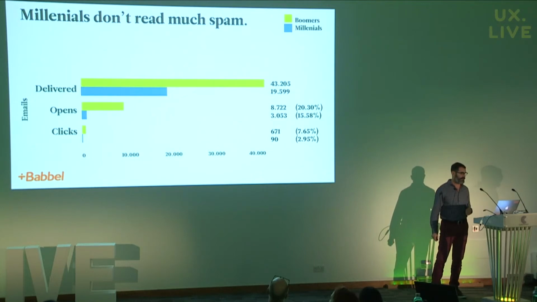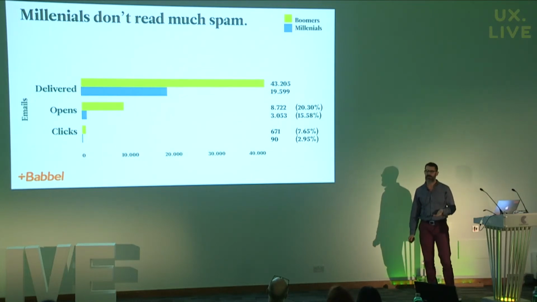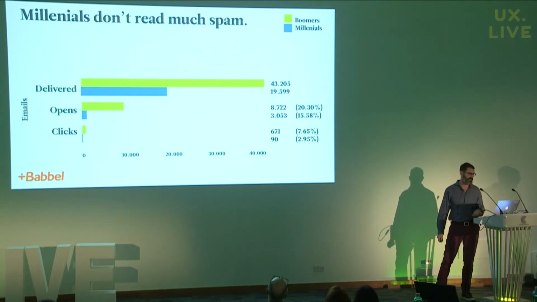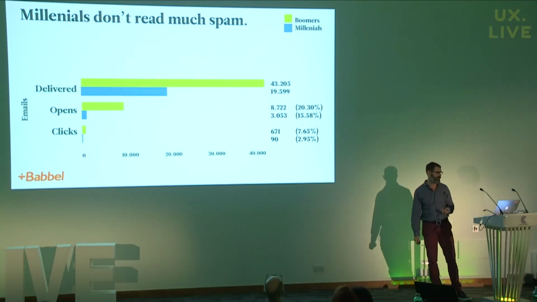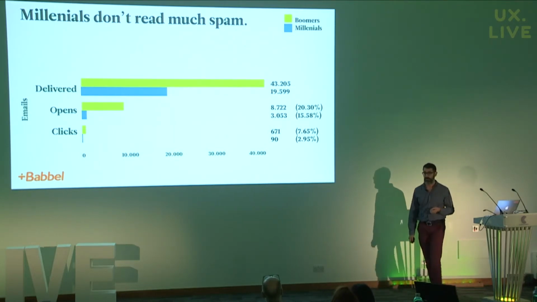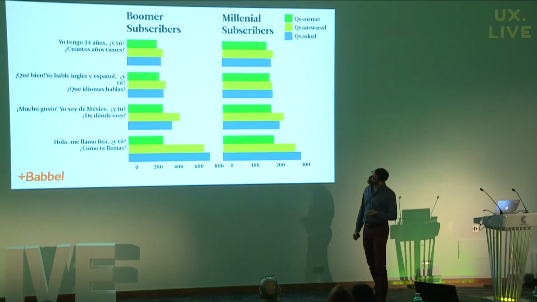But so we used email as a channel. We had a bunch of leads, and we sent out a lot of emails. We sent out 43,000 to boomers and 20,000 just about to millennials. And you can see that the boomers, the open rate was much bigger than the millennials, 20% versus 15%. And actually clicking through to try the beta, only 3% of the millennials did that. And we learned some other interesting things from these two audiences. So the next is that millennial subscribers here on the right, now the green is questions correct, the blue is questions asked, and the yellow is questions answered.